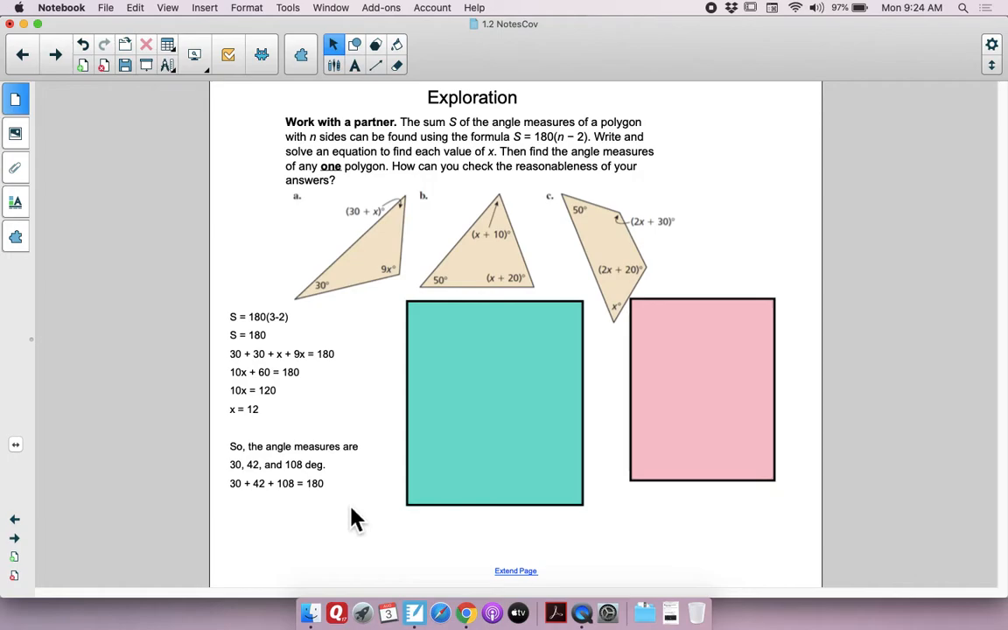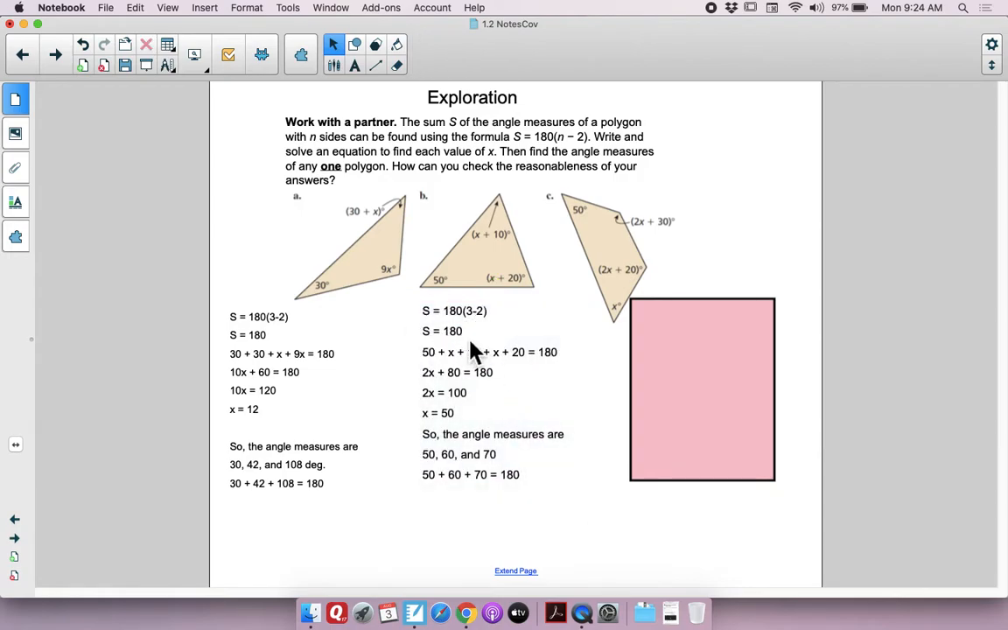Okay, try B or C. All right, well, I'm going to uncover here. Again, it's a triangle, so we know it's going to be 180. So hopefully you did 50 plus x plus 10 plus x plus 20 in any order. Doesn't have to be in that order. You get 180. Combine your like terms. X and x make 2x. 50 and 10 and 20 make 80. Subtract your 80 from both sides. Divide by 2, and x equals 50. And once I know that that's 50, I know that's 60. And then that one is 70. Add them all up, they equal 180.